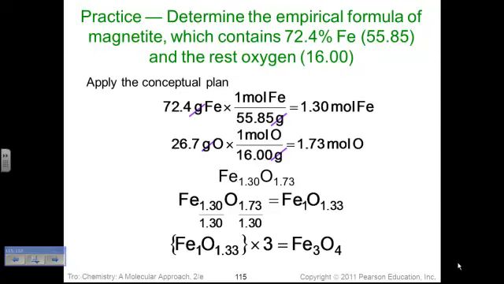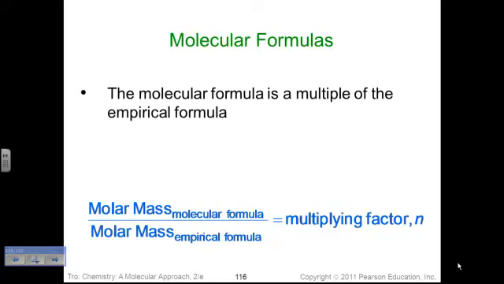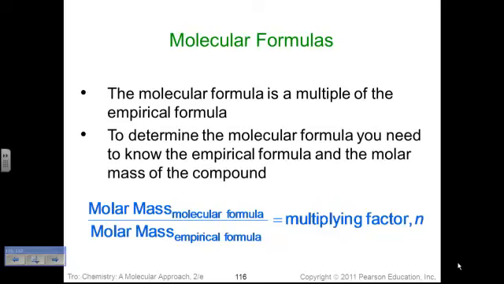We've worked through many examples of how we can turn percents into grams, grams into moles, and therefore find an empirical formula. The empirical formula is the lowest subscript ratio possible. We understand that molecular formulas are the true formulas, the way that we find it in nature. It's typically some multiple of the empirical formula. Now, it may match like water, H2O. That's both the empirical and molecular.